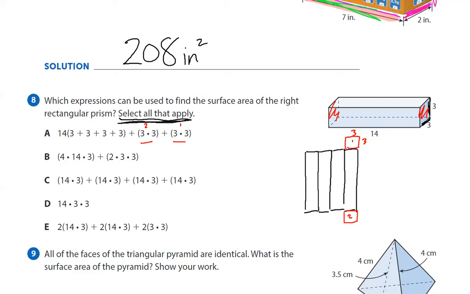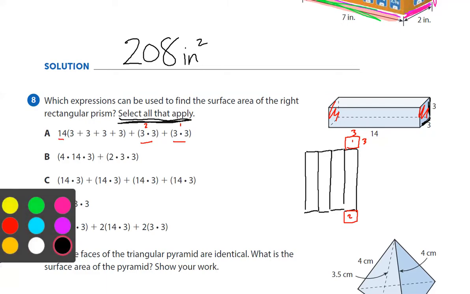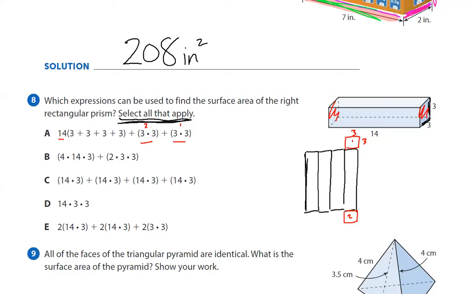Now this has 14. So this is 14. So that's got that so far, and then we've got plus 3, 14 times 3 plus 3 plus 3 plus 3. Well, 3 plus 3 plus 3 plus 3, which by the way is 12. So yes, this one works, because it's adding all the little sides together and then multiplying it by the 14 here.